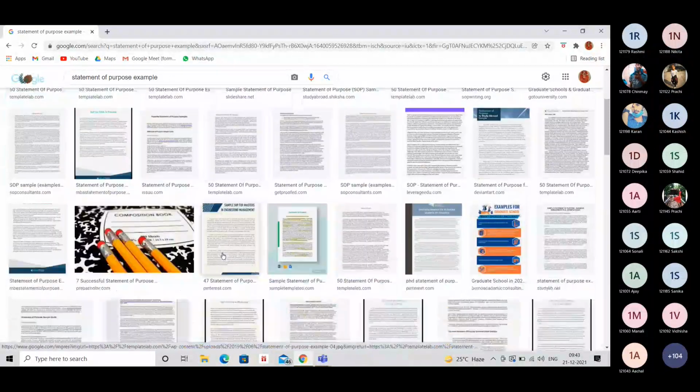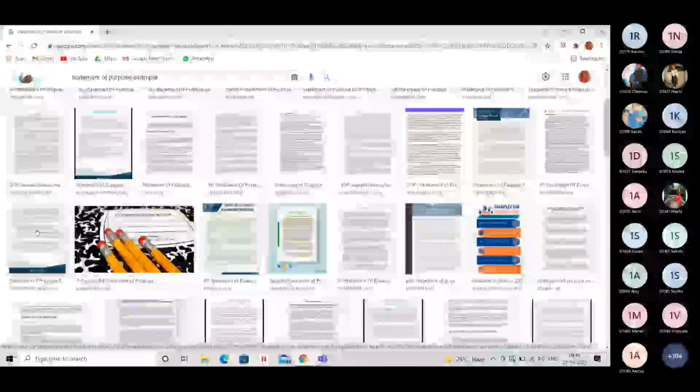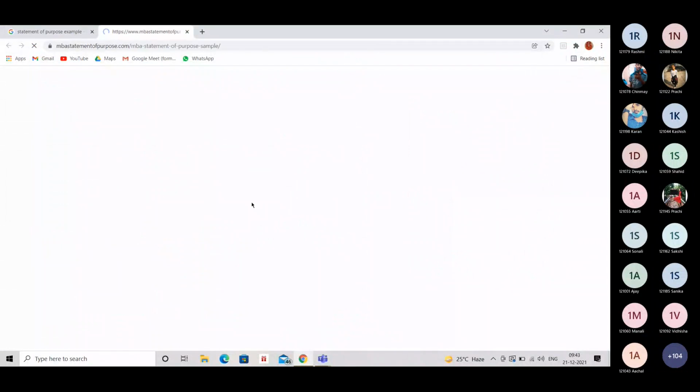There are lots of SOPs here. You can go through. It's for engineering. So you go through the SOPs only which are from your field, children. There are hundreds of SOPs. This is the MBA for marketing.